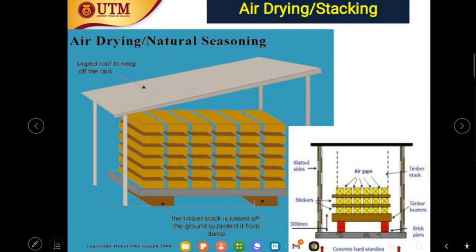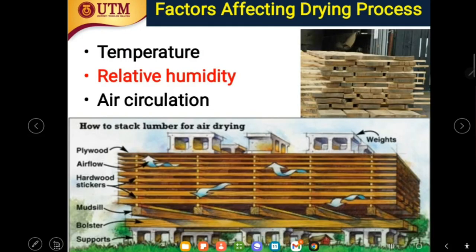So we have to stack up all the timber so that each layer of this timber will have a steady flow of air. The air will flow from here, in the middle and so on, so it will dry up our woods. This is the natural one.